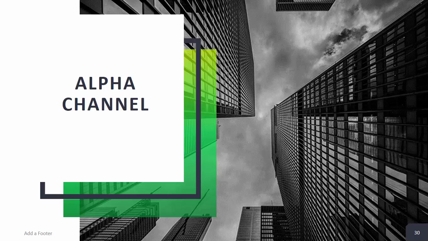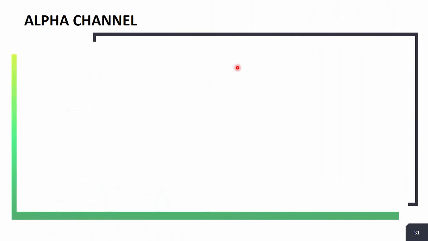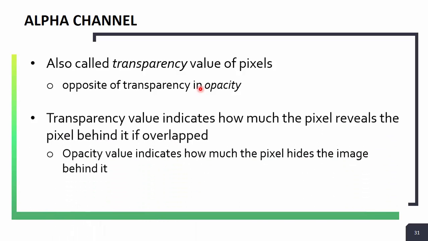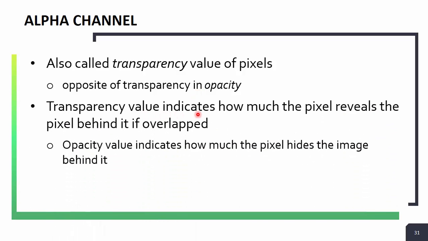Next, let us talk about alpha channel. Alpha channel is what we call the transparency value of pixels. It is the opposite of opacity. If transparency is, let's say, 30%, then the opacity is 70%. Transparency value indicates how much the pixel reveals the pixel behind it if they overlap.